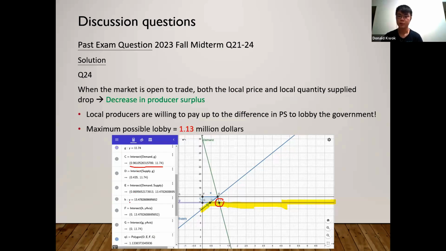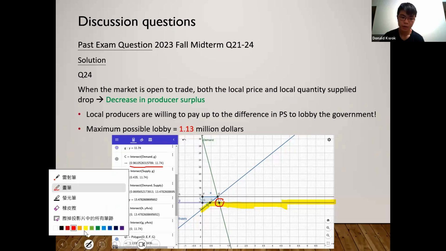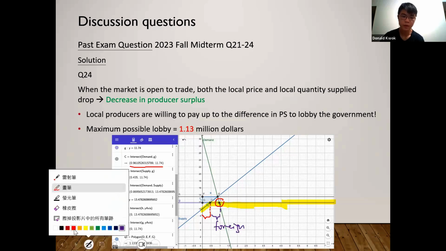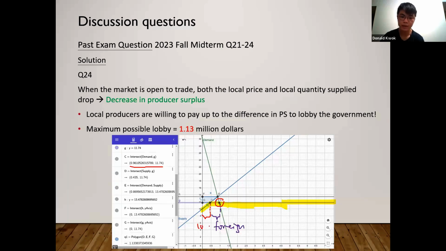How about the local quantity supplied of the local producers? Among these 0.96, some are produced by the local producers, while some are produced by the foreign producers. At the price of 11.74, local producers are only willing to produce these units, up to point D, while the remaining units will be produced by the foreign suppliers. So we find the corresponding quantity as suggested by point D to find out the local quantity supplied of the local producers. As you can see, the local quantity supplied of the local producers would be 0.435.